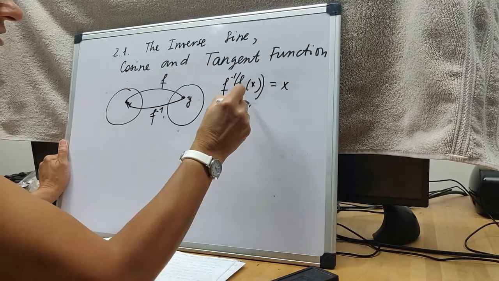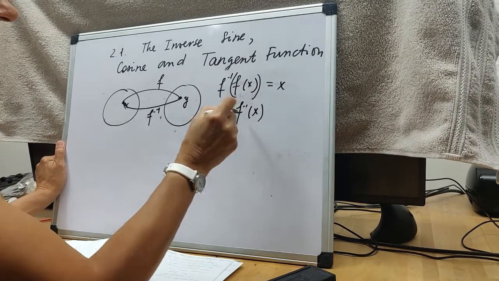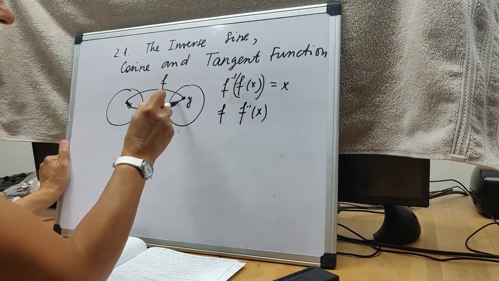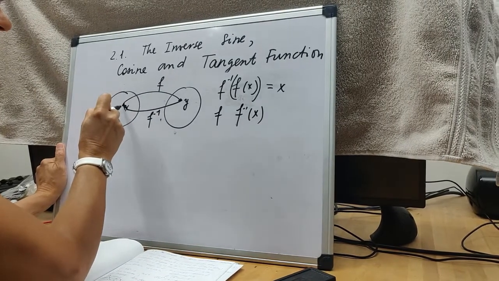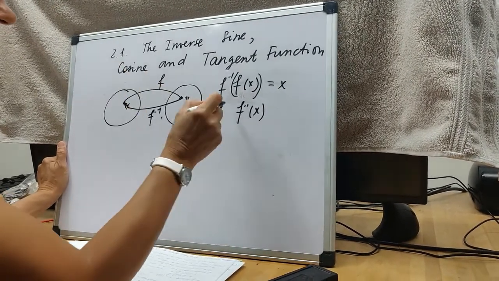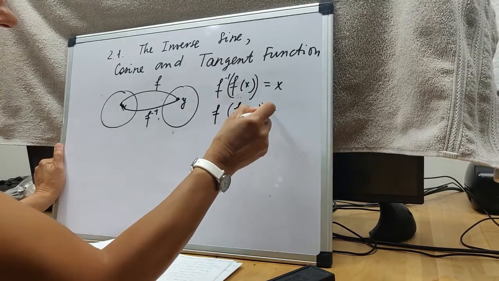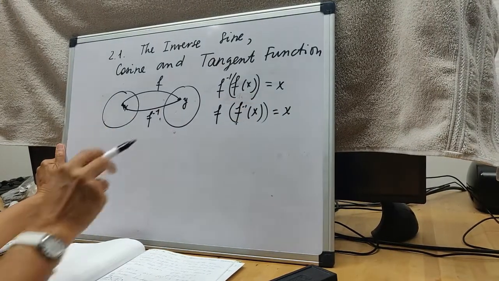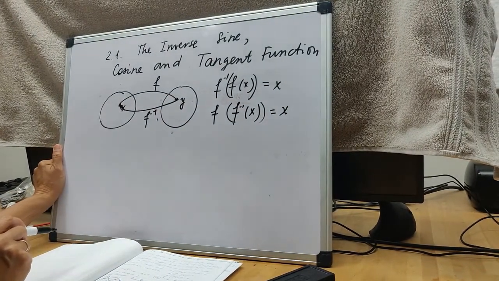A similar cancellation equation works if you apply the inverse function first. So first you take the y from here and apply the inverse, and then take the result and apply the direct function. You go back to y. Well, we are going to call it x, but it does not change the fact that they cancel each other.